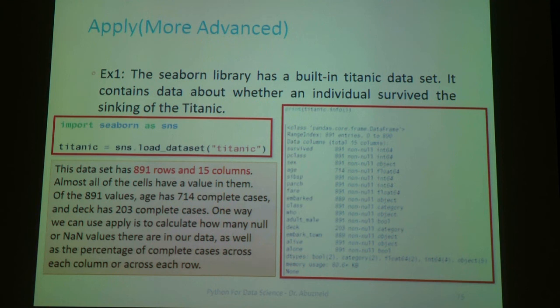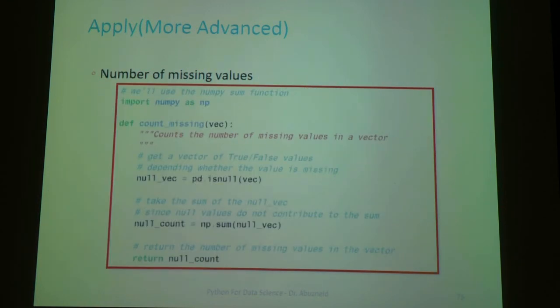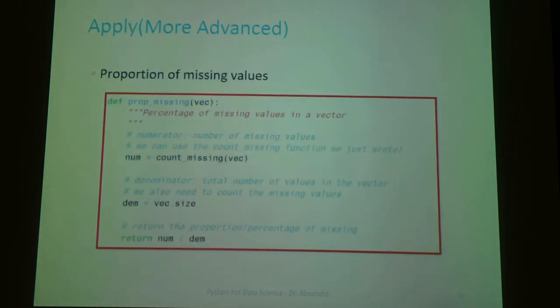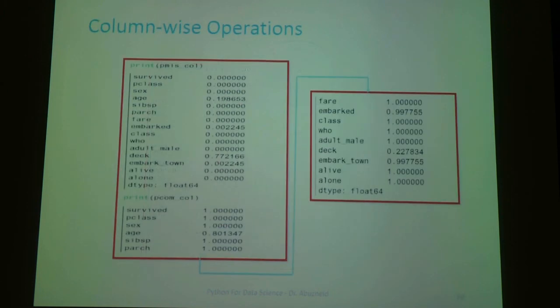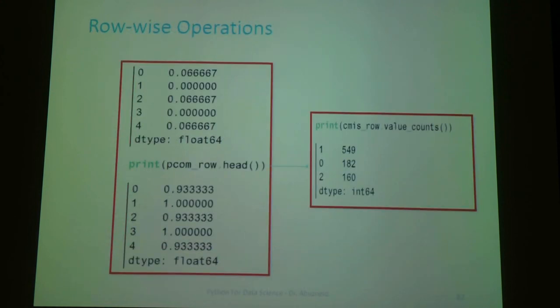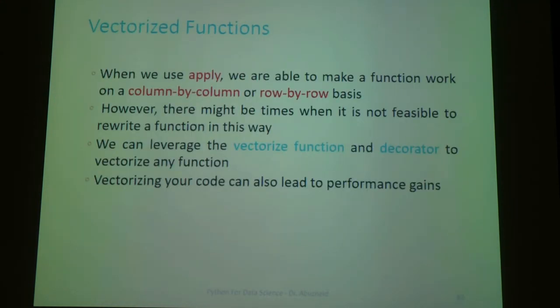All right, so the rest of it gives you some examples. You can take a look at them. How to apply different functions, you create different functions that you could apply for the data. I think you have to go through it. Last thing is the vectorized functions. Okay, vectorized functions. So when we apply, we are able to make a function work column by column or row by row.